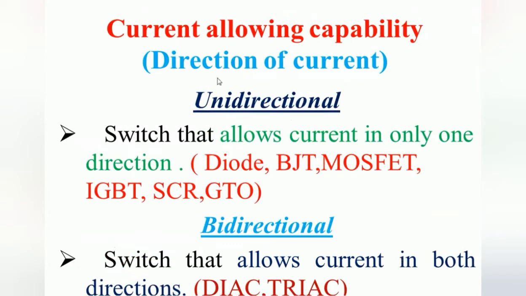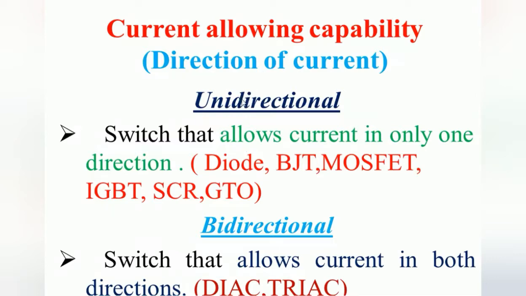The next terminology is the current allowing capability, that is, unidirectional device or bidirectional device. It represents the direction of current that a particular switch will allow. That is called the current allowing capability, unidirectional or bidirectional.